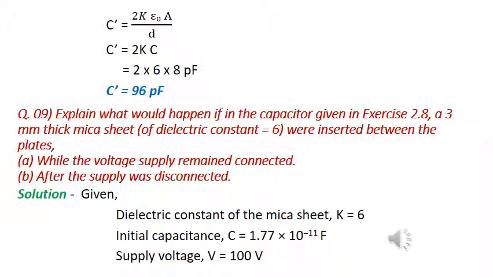In the solution of this question, it is given that the dielectric constant of the mica sheet is K is equal to 6. Initially, the capacitance of the capacitor is 1.77 into 10 to the power minus 11 farad and the voltage supply is 100 volt.